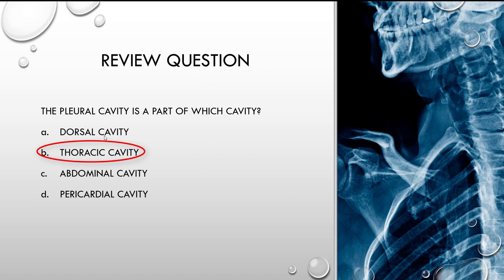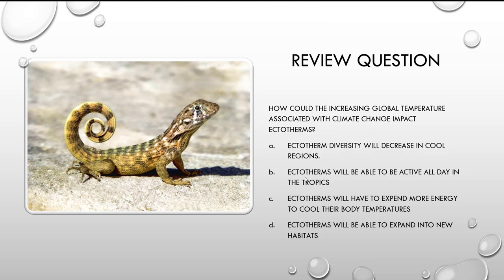Okay, so we have the dorsal cavity that's in the back with the cranial and the vertebral cavities, and then we have the thoracic and abdominopelvic cavities in the ventral cavity, and the pleural cavity and the pericardial cavity are both in the thoracic. Remember, the pleural cavity surrounds the lungs. Okay.